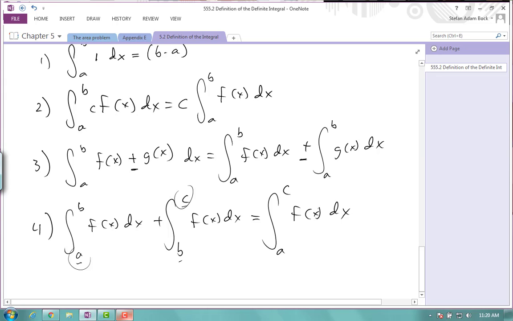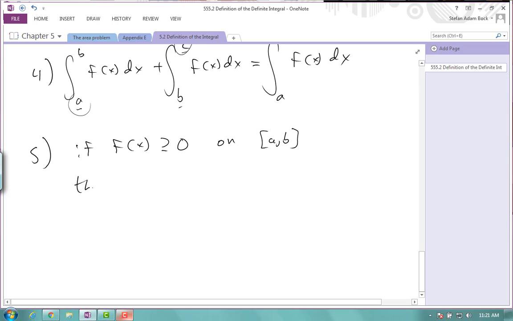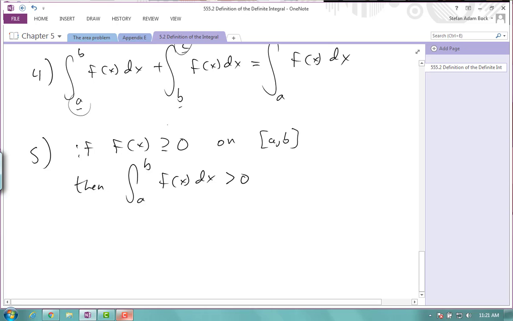This also allows me to split my integral into 2 parts if I find something halfway in between, which is useful in some cases. 5. If f of x is positive on a to b, then the integral must be positive. But the same is true, actually, for negative functions. So if f was less than or equal to 0, this would be less than or equal to 0.